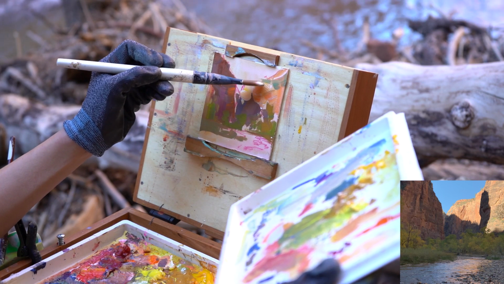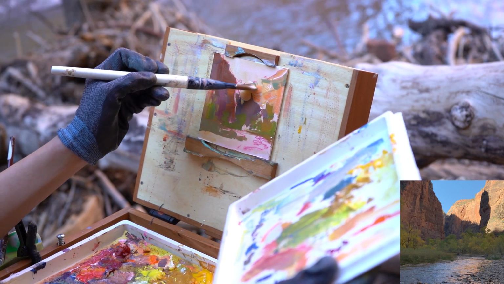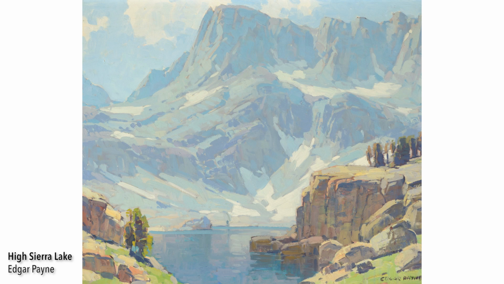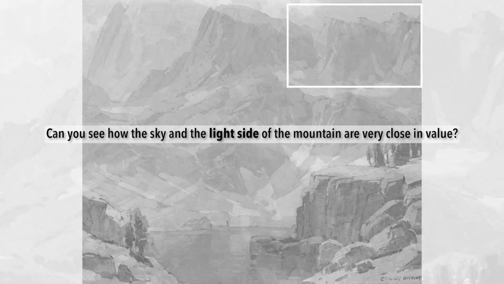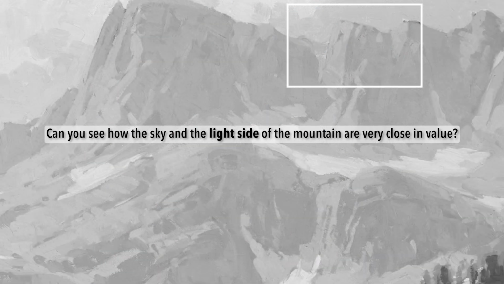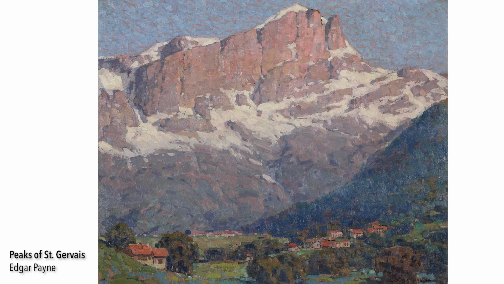Now, I consider this a more advanced technique, and actually painters like Edgar Payne do this a lot in his paintings. If you observe his paintings, a lot of the times his sky will be the same value as the light side of his mountains. And I'll turn this painting black and white right now to prove it to you. I didn't actually realize this until studying his paintings a little bit more in depth.